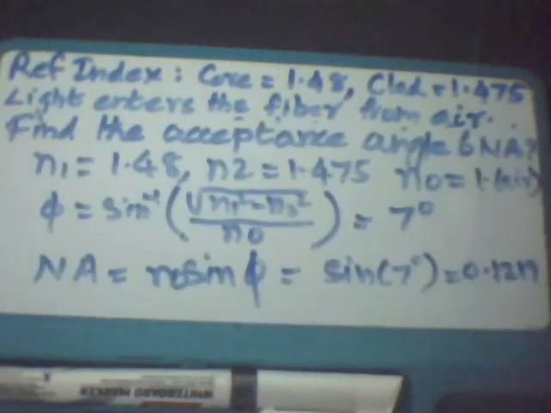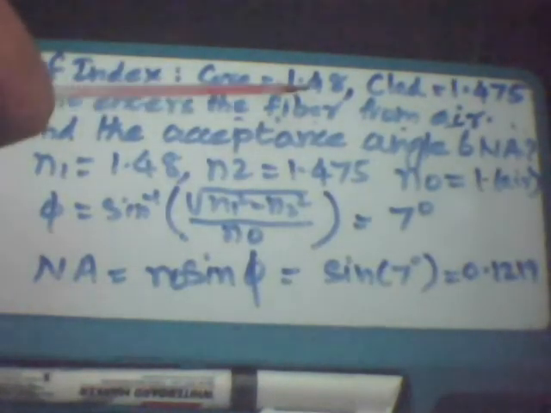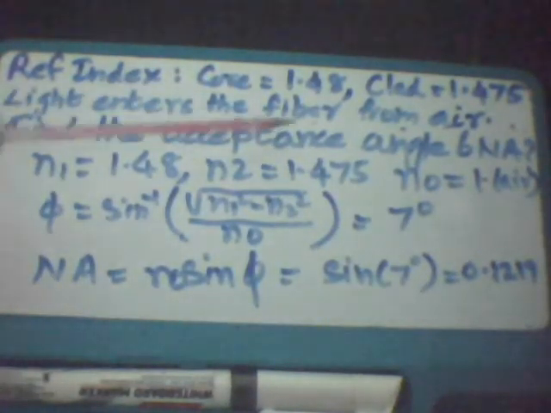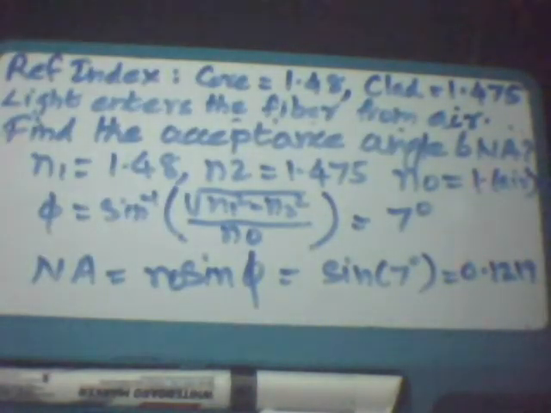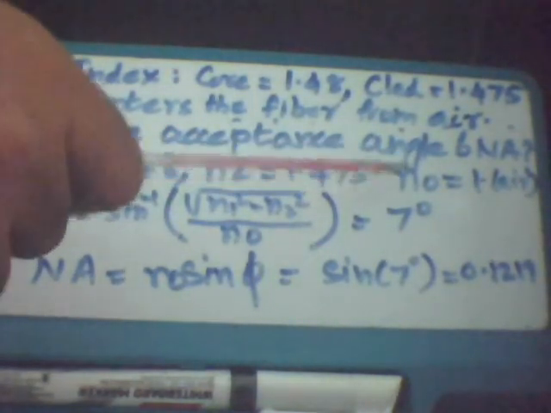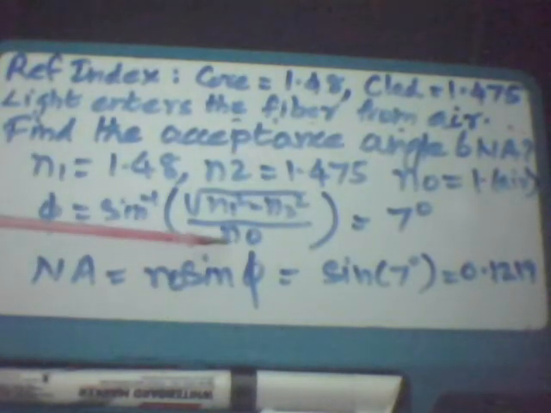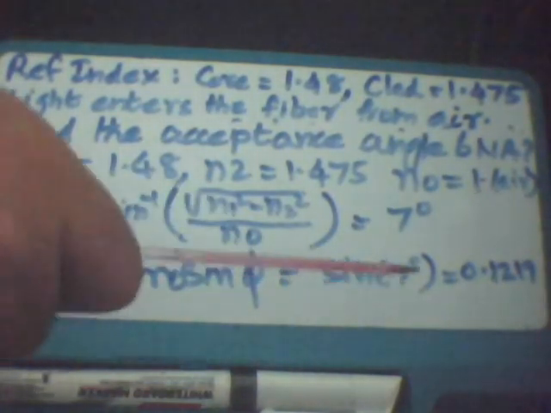Another problem. The refractive index of the core is 1.48 and that of the cladding is 1.475. Light enters the fiber from air and you are asked to find the acceptance angle and numerical aperture. So given n1, that is the refractive index of the core, is 1.48, the refractive index of the cladding n2 is 1.475, and light enters the core from air, that is n0 is equal to 1 for air. You can find the acceptance angle. Phi is equal to sine inverse square root of n1 squared minus n2 squared by n0, and you will get a value of 7 degrees, and numerical aperture is given by n0 sine phi is equal to sine 7 degrees is equal to 0.1219.